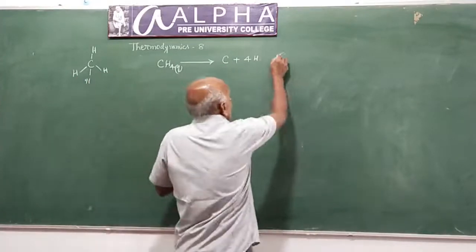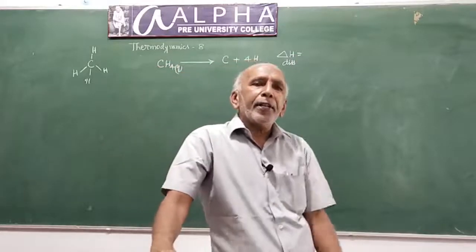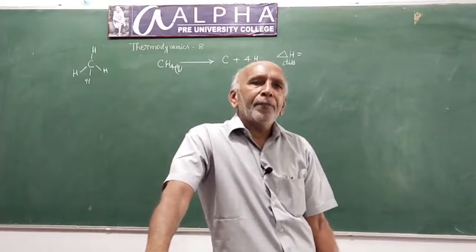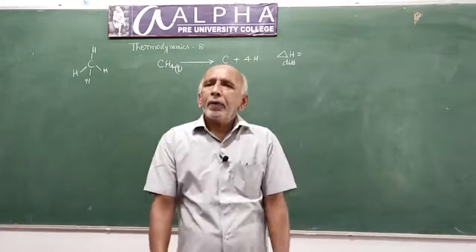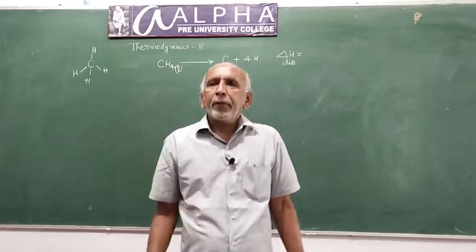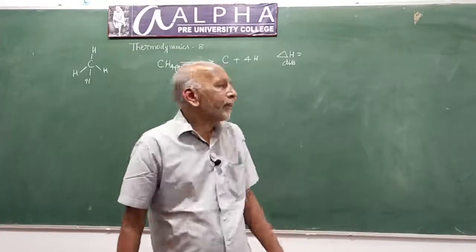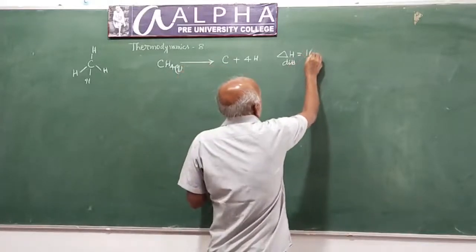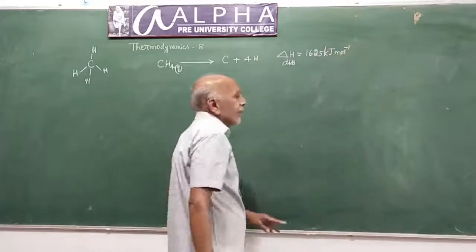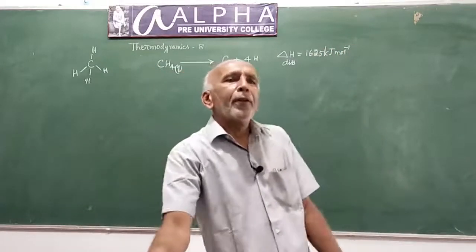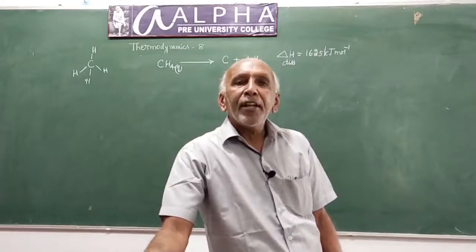The enthalpy change taking place here is known as the net enthalpy change, or dissociation enthalpy of methane. Dissociation means complete breaking of all the bonds in the given compound to form constituent atoms. Here it is found to be 1625 kilojoule per mole. What is this? It is the dissociation enthalpy of methane.